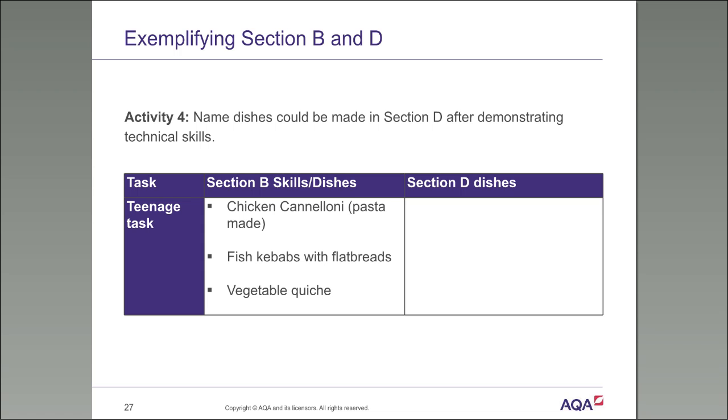Straight away we've got some nice ideas with the lasagna, and a really nice idea there with a roasted vegetable lasagna, a fish pie. The dishes are a chicken cannelloni made with pasta, fish kebabs with flatbread, and a vegetable quiche. Suggestion of the fish kebabs could be made into fish cakes, and you could add a parsley sauce to that, or a white sauce. It could be a vegetable flan using puff pastry, someone suggesting.